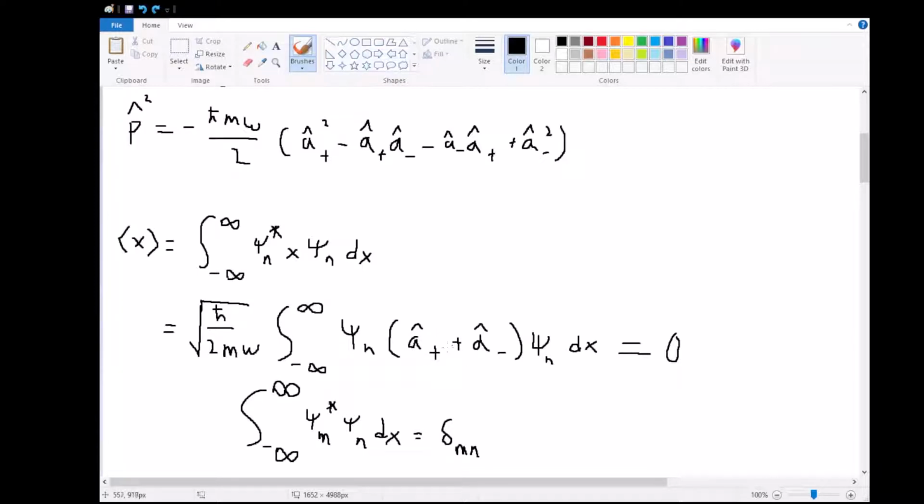Regardless, the central idea is that we're having psi n acting on either psi n plus 1 or psi n minus 1. And in both cases, this integral resolves to 0 because of this whole orthogonality rule with Dirac deltas.